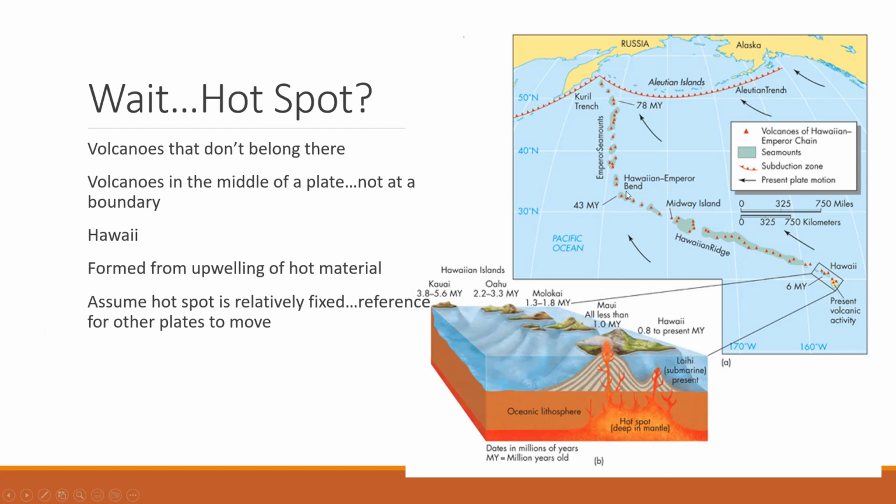So for example, Hawaii and the Emperor Seamounts. Seamounts are volcanoes that aren't above the seafloor, so they're not a volcanic island. It's a below-sea volcano. We see in this chain that there's a bend about 43 million years ago, which tells us that the Pacific Plate changed directions at that time.